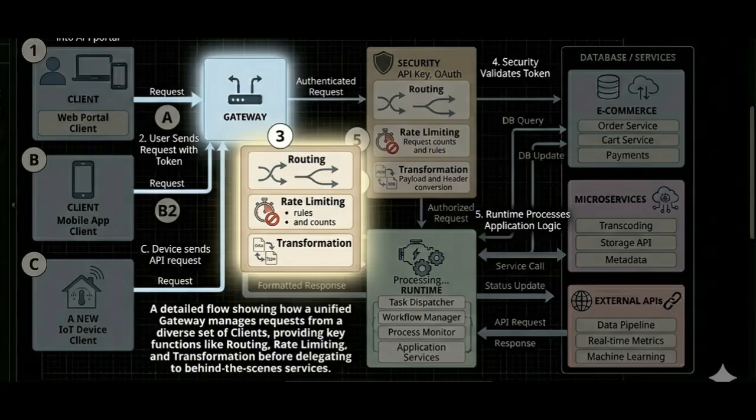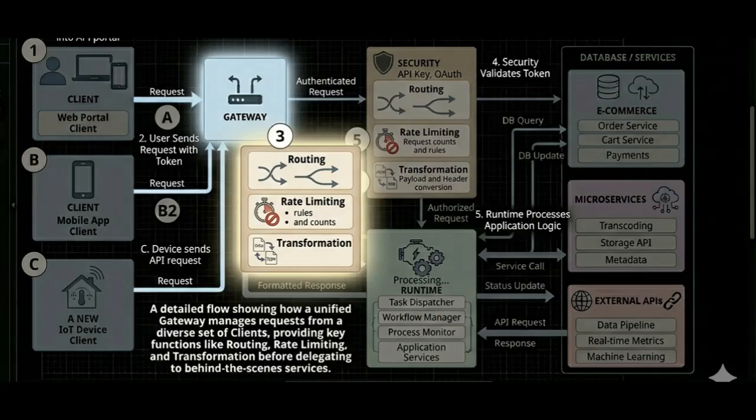Second is rate limiting. This prevents system overload. Imagine if one user sends 1,000 requests per second. Without rate limiting, your system would crash. So the gateway restricts how many requests are allowed. Then third is request transformation. Sometimes clients send data in different formats. The gateway can modify the headers, add metadata, or even transform the payload before sending them forward. And the fourth is logging and monitoring. Every request is tracked, which helps in debugging and analytics.